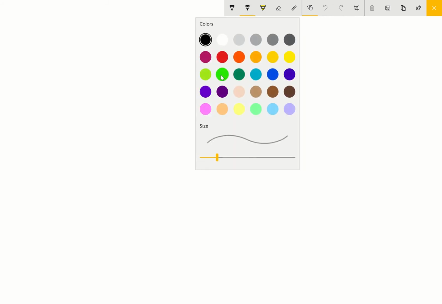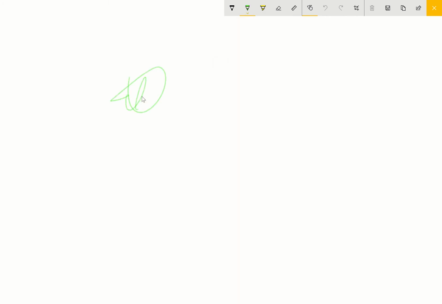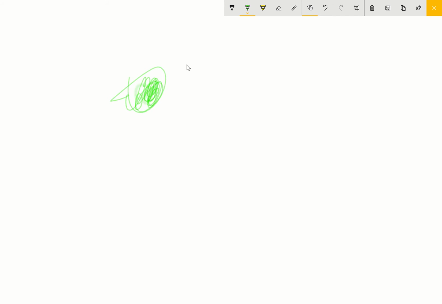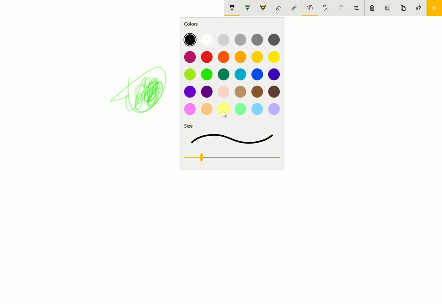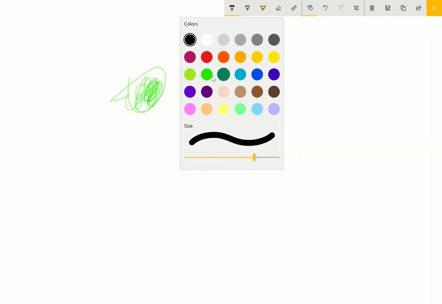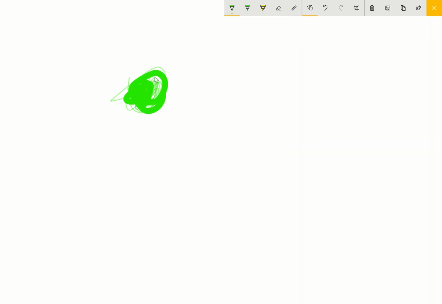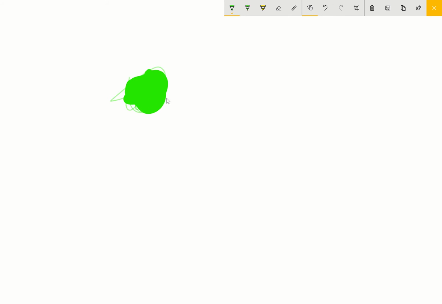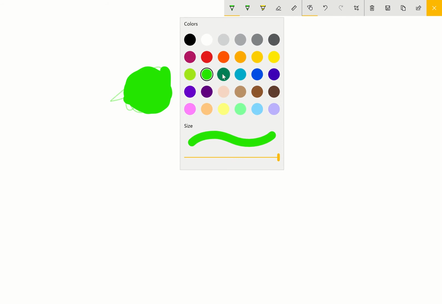So let's draw an acid. Let's say it's green, since acids are green. Okay, let's make it thicker. There we go. Green. Yeah, there we go. Acid. It's kind of ugly. That's all right. Okay, there we go. And some water. Now let's find blue.